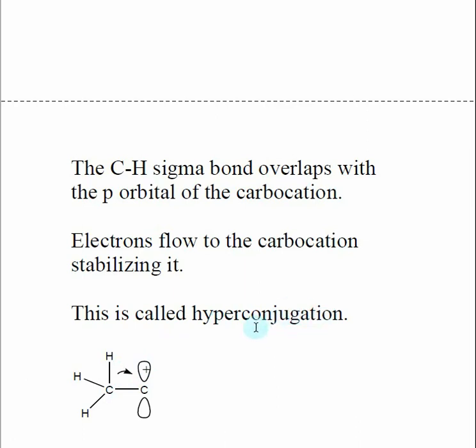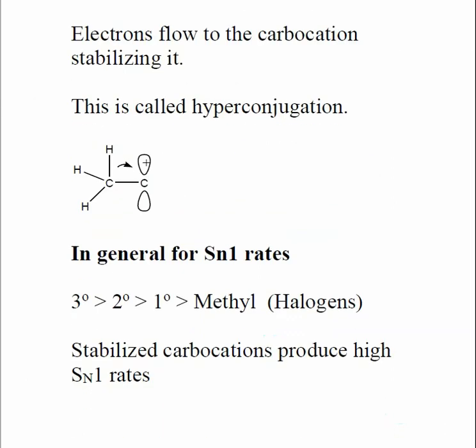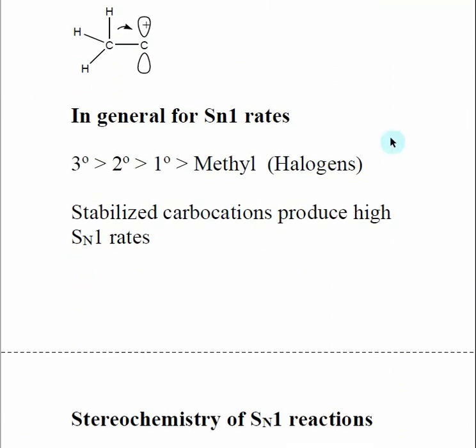We're going to see this again later. Adjacent alkyl groups tend to stabilize p orbitals. So this is why tertiary carbocations are more stable than methyl or primary carbocations, because literally there's more sigma bonds next to it. The more sigma bonds you have, the more electron density you can donate into the positive charge in the p orbital, and that tends to stabilize it. And so how does this stabilization of the carbocation affect the rates of an SN1 reaction?